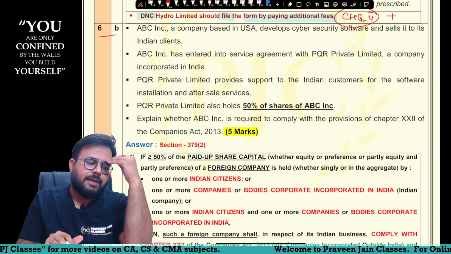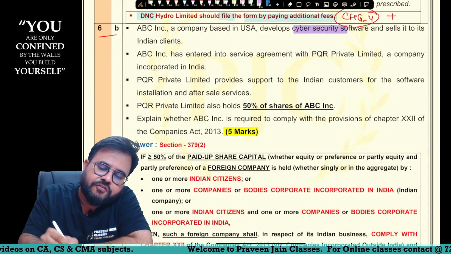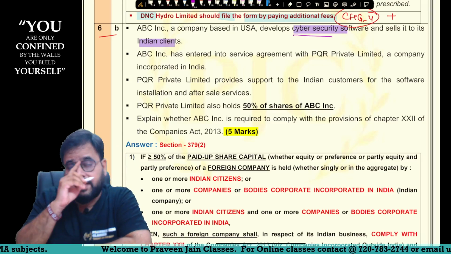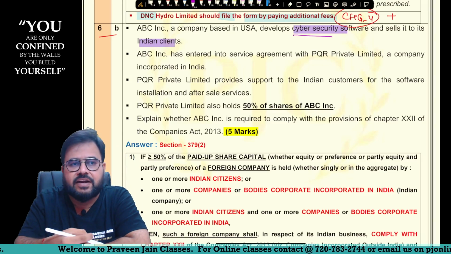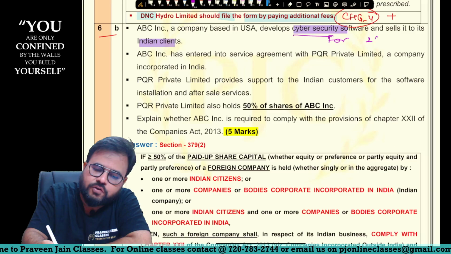6B. ABC Inc. is a company based in USA, which developed security software and sells to Indian clients. Very good. So you have a place of business in India. In that place, you are also doing some business activity and you are a company incorporated outside India. Very good. You are a foreign company as per section 2 clause 42.